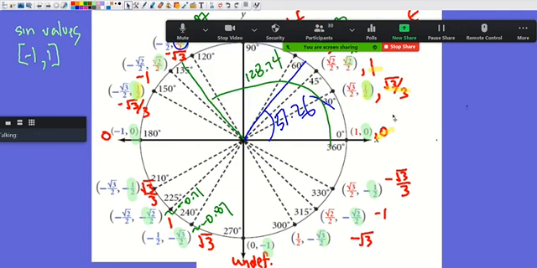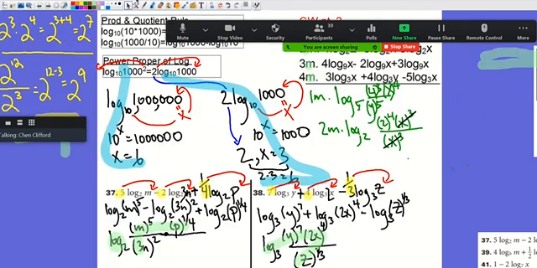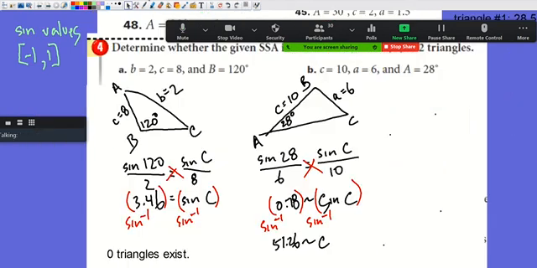So now, that's the hardest part. Once you understand that, everything else is pretty easy. So C could be 128.74.